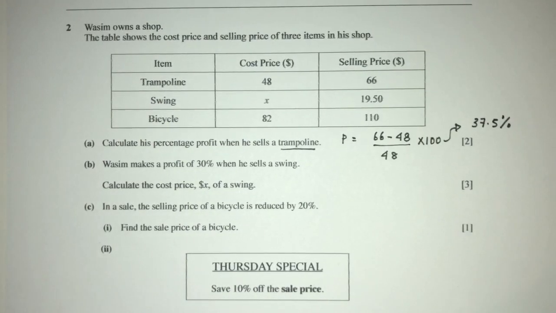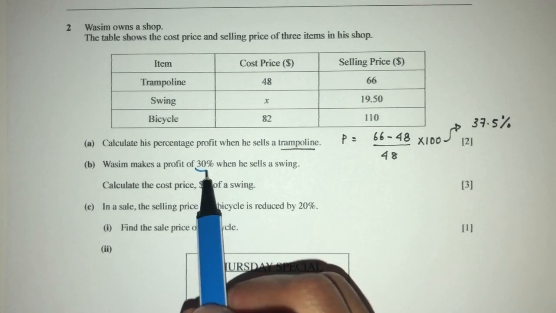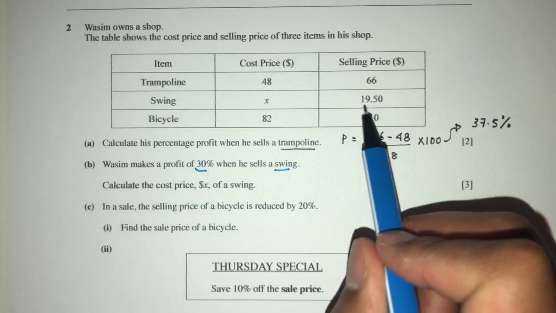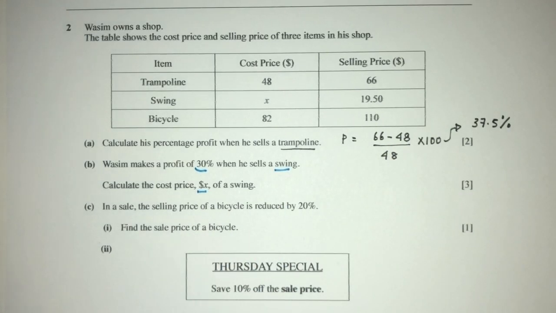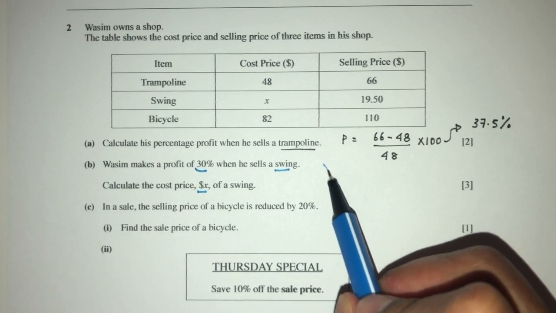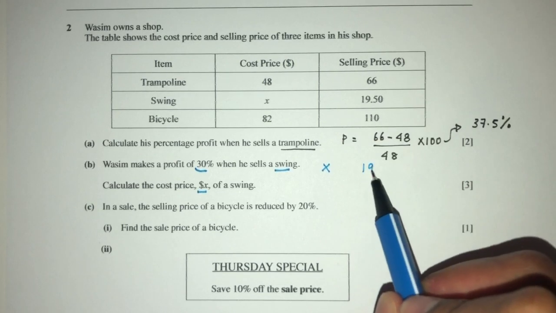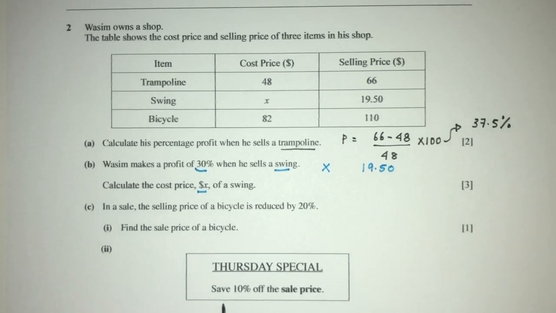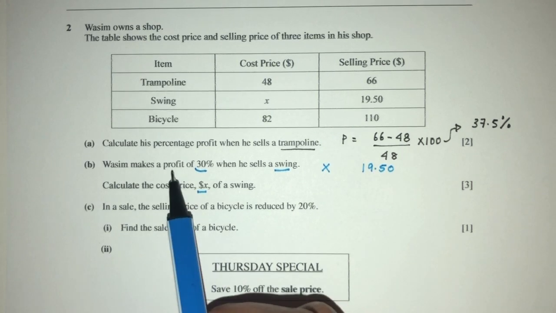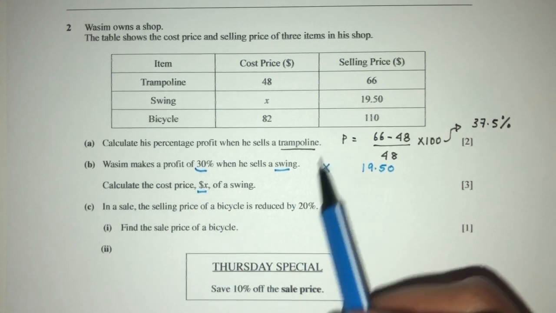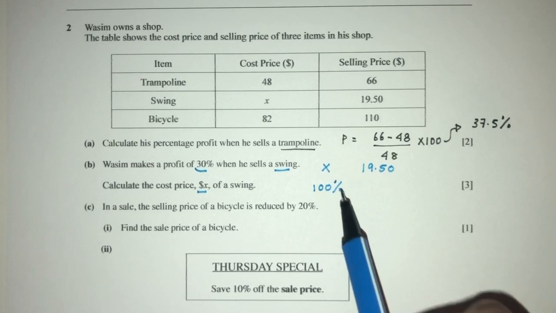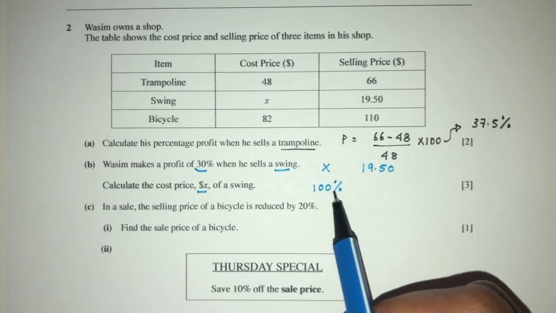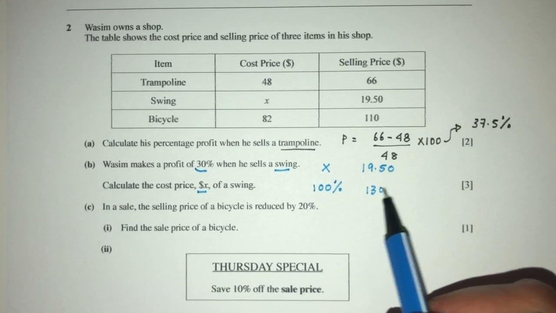Now for part B, Wasim makes a profit of 30% when he sells a swing. The swing is here, the selling price is here. So we have to find the cost of the swing. Again, for this question, we have to look at this step by step. Here we have the cost, which is x, we don't know. And here we have the selling price. Now we understand that he makes a profit of 30%. So we think of the initial price as the 100% price, which is always the initial price. Now, profit will be plus 30%, that will be 130%.